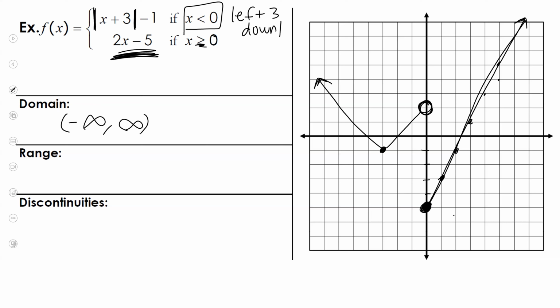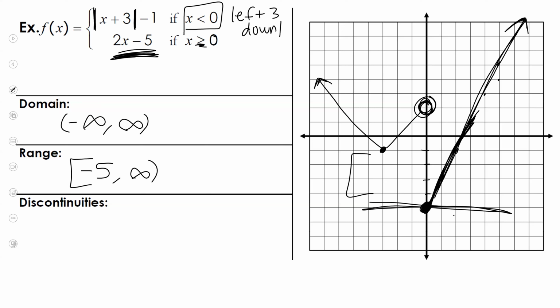Okay, now let's talk about the range. Here's the very bottom at -5. It will be a bracket at -5 because this is included. And it goes up to infinity. This part does not matter. This break does not matter because there are y values on this line. It's included. It goes from -5 and it goes forever up.